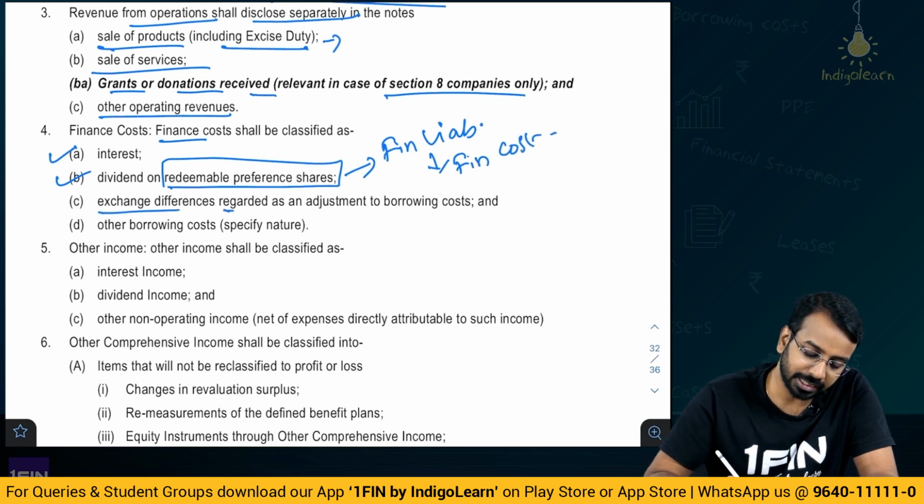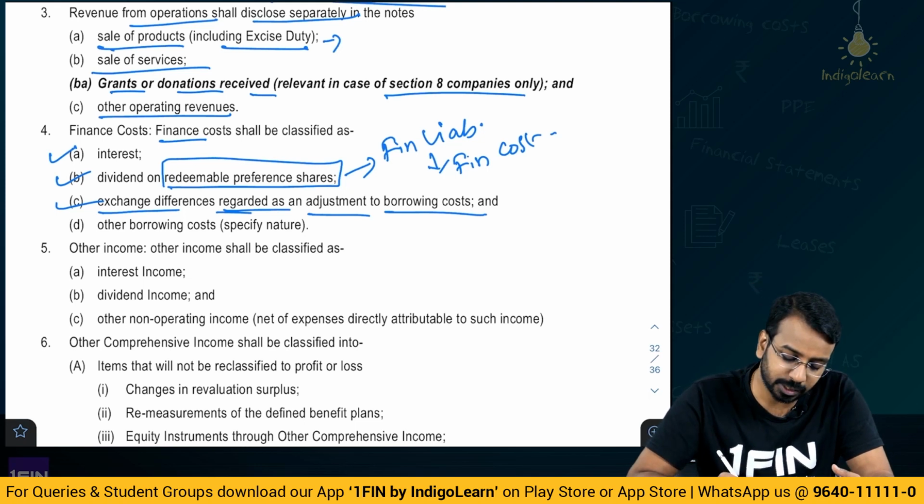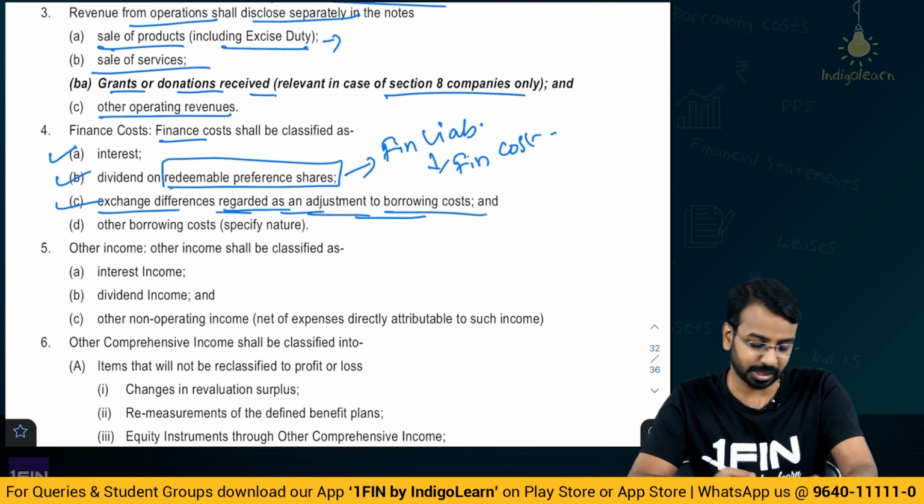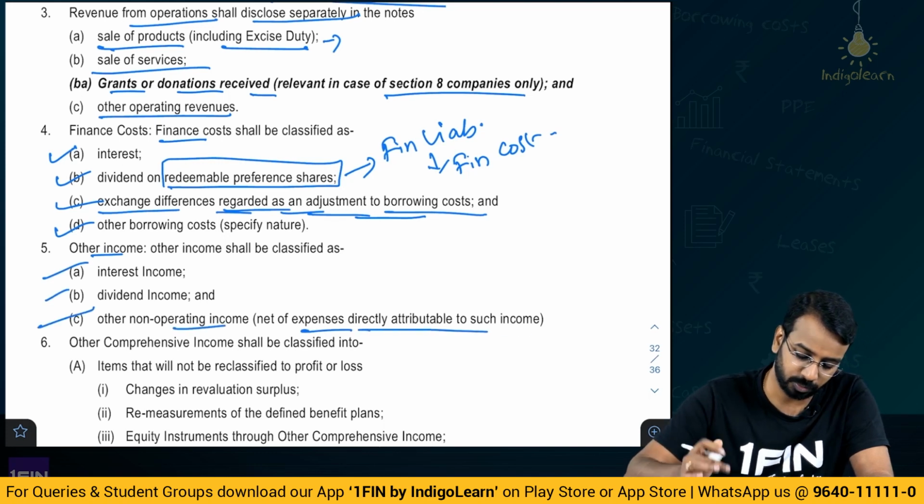Exchange difference is regarded as an adjustment to borrowing cost. So as far as exchange differences which are regarded as an adjustment to borrowing cost, if there is an exchange difference and part of that we have considered to be a borrowing cost, that you have to disclose, and other borrowing cost. Then other income shall be classified as interest, dividend and other non-operating income, net of expenses directly attributable to such income.